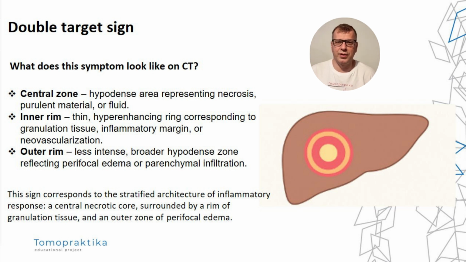So, how does this sign actually look? Think of it as a target pattern. In the center, we see an area of low density. This may represent pus, necrosis, or simply fluid. Around it lies a bright inner ring of contrast enhancement. That's the rim of granulation tissue. And outside of that, there's a broader zone of low density, which reflects edema in the surrounding parenchyma. Altogether, this mirrors the morphological structure of inflammatory processes on CT.